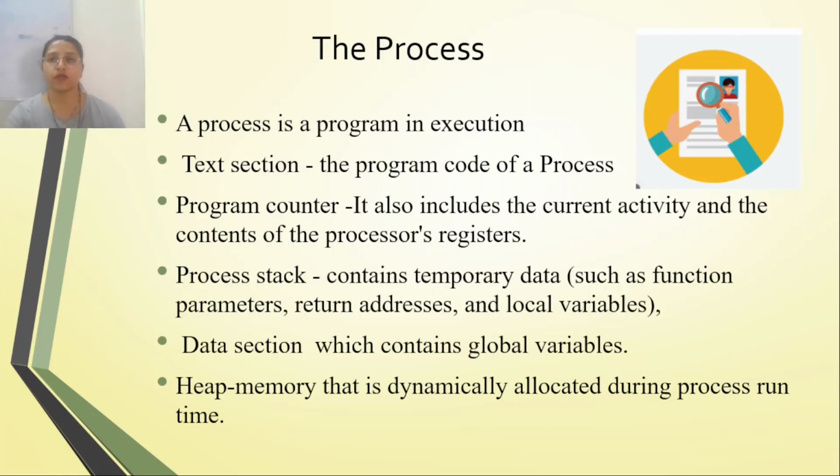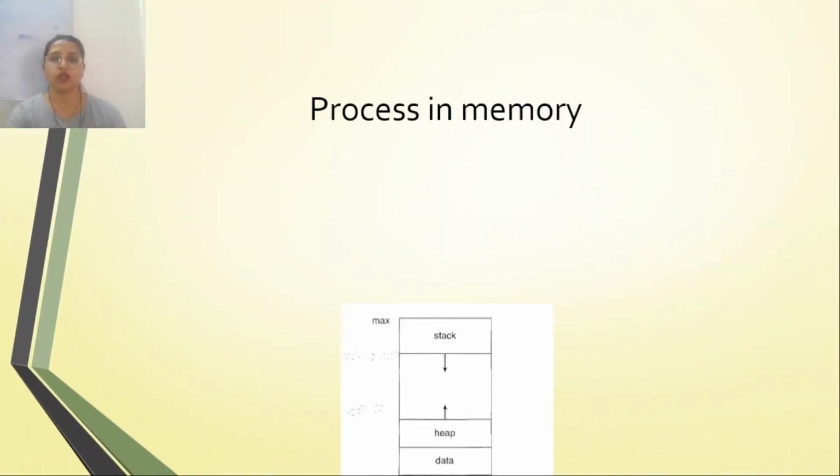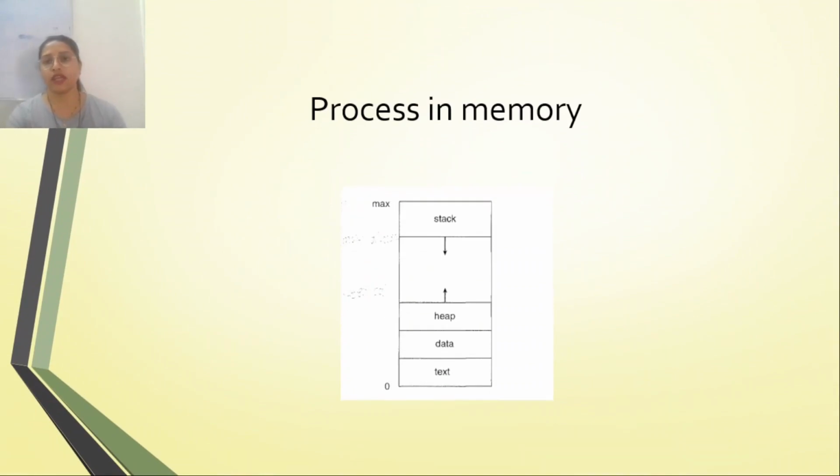So in a process, there are four main sections you need to understand. That is the text section, which is the program code. Next is the process stack, which is the temporary data. Next is the data section, which holds your global variables, and the heap memory, which is dynamically allocated during the process runtime. This is the way in which the process is stored in your system.